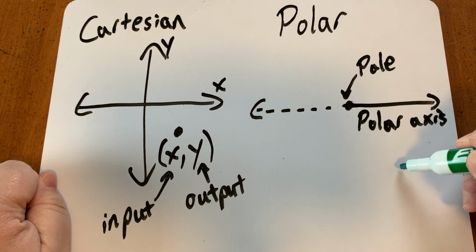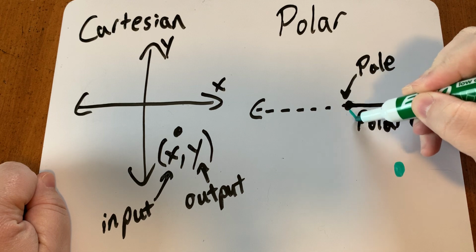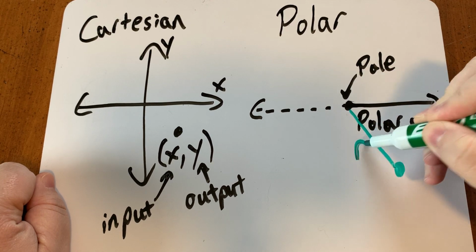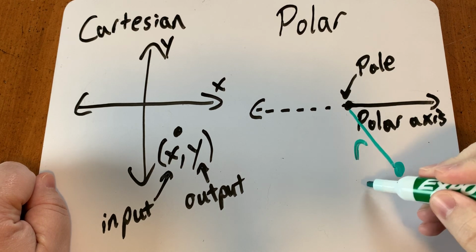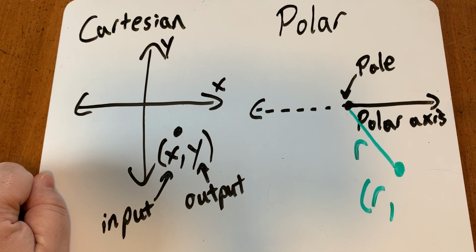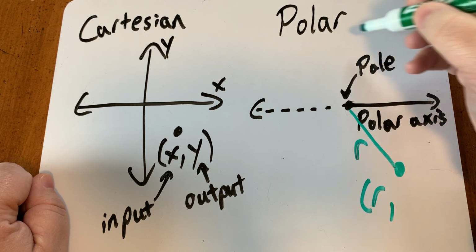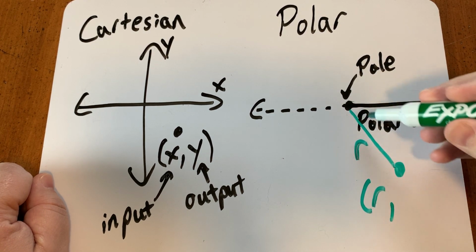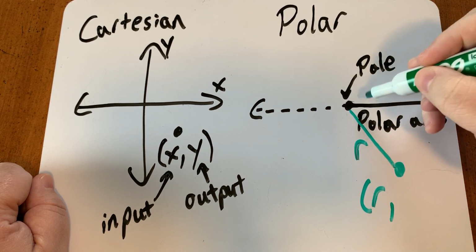So if we were talking about this point here, that point is r units away from the pole. So our first polar coordinate is r. That's the distance away from the pole. And traditionally, it's just r for radius. That's why they use the variable r, because there's an infinite number of points that are r units away, and that distance is the radius of the circle containing those points.